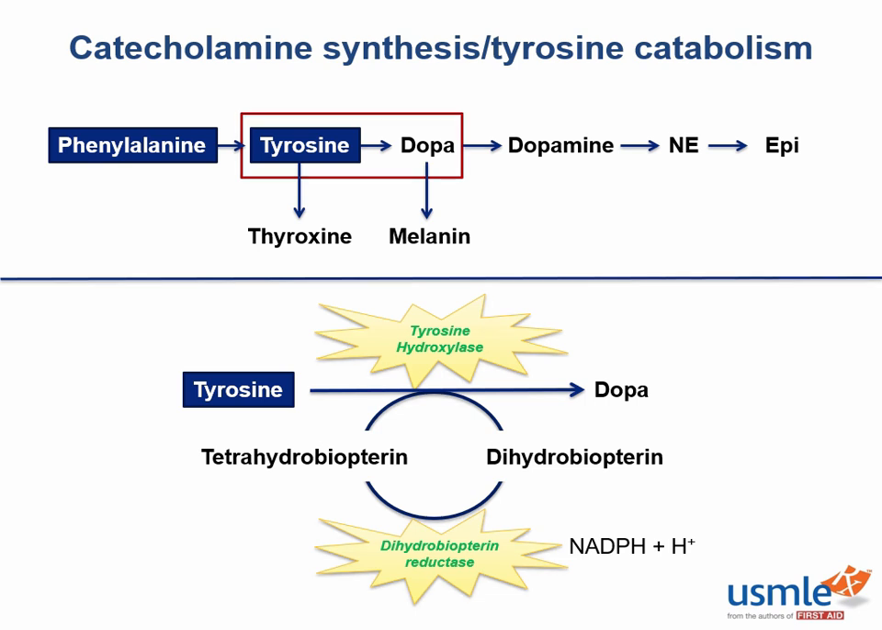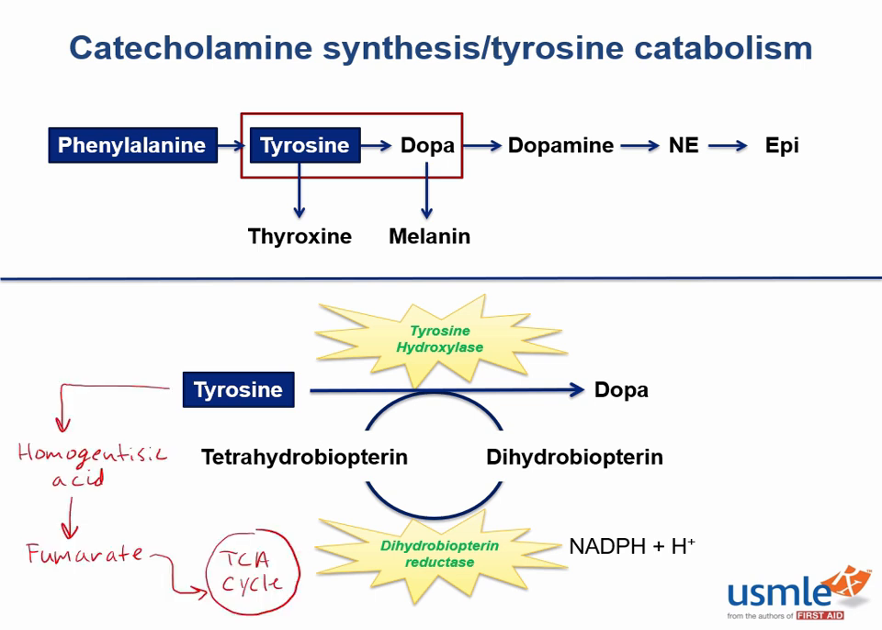And while we're on it, can you think of an inhibitor of tyrosine hydroxylase? There you go, that's metyrosine. And this drug prevents the conversion of tyrosine to DOPA, and therefore decreases overall catecholamine levels. Now this step is very similar to the previous step that we just saw. It just uses a different enzyme. Now tyrosine can also be converted into homogentisic acid, and eventually into fumarate, which can enter the TCA cycle.